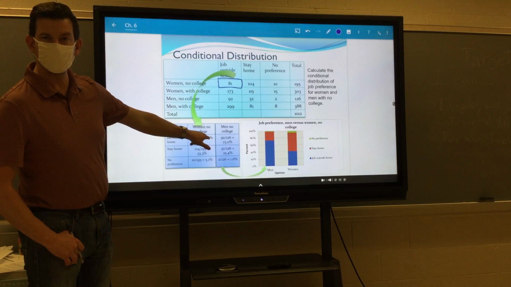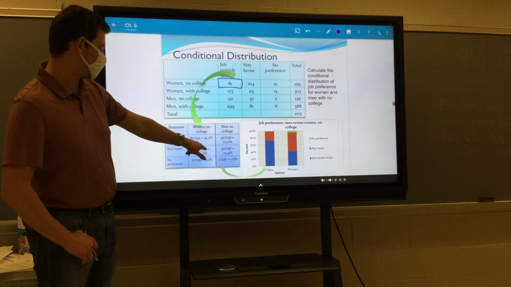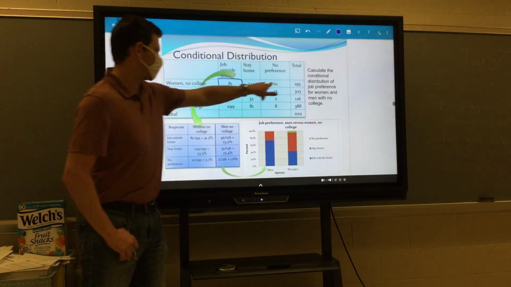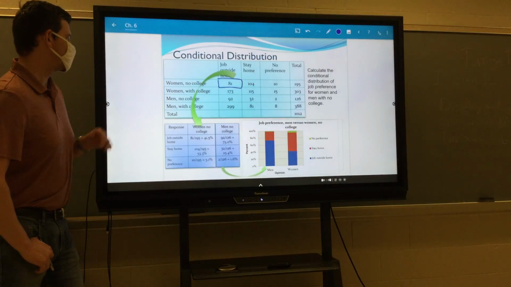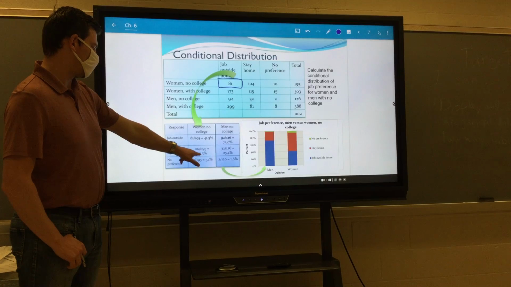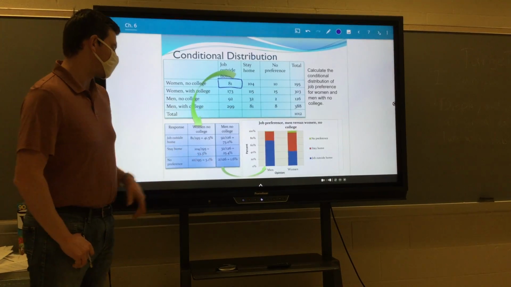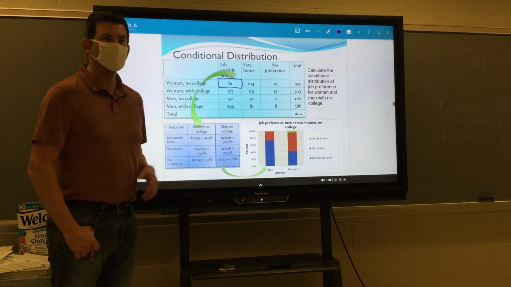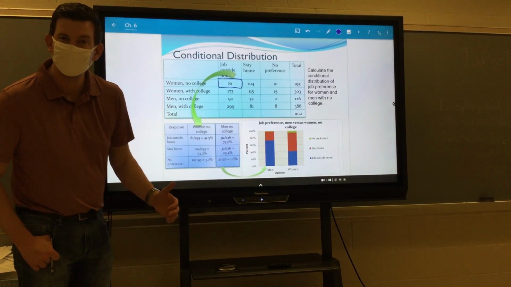There's a conditional probability calculation, 81 over 195, 41.5%. 104 out of 195 stay at home, 53.3%. 10 out of 195, 5.1%, have no preference. We could do the same thing for the men.